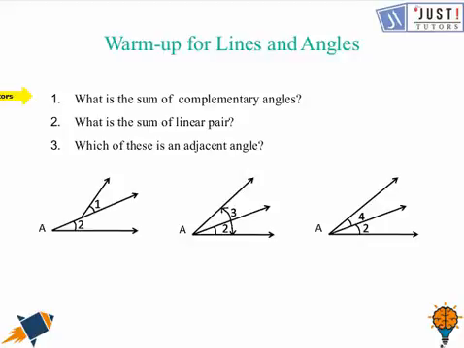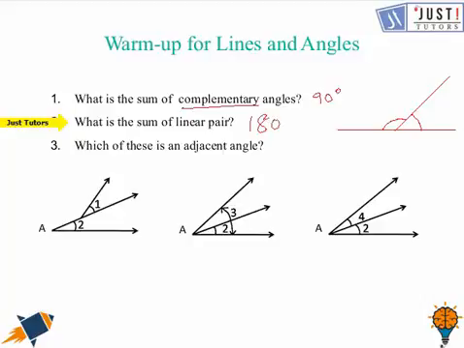So our first question is, what is the sum of complementary angles? So the sum of complementary angles is 90 degrees. Then we have, what is the sum of a linear pair? So if you remember, a linear pair looks like this. So that's a linear pair, and as it is formed on a straight line, definitely the sum of a linear pair is 180 degrees. Now our last question here is, which of these is an adjacent angle?